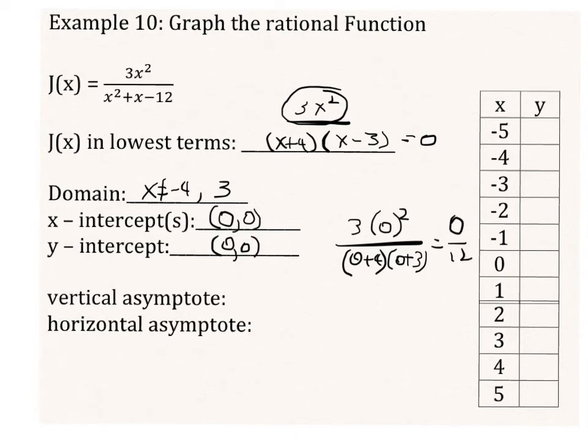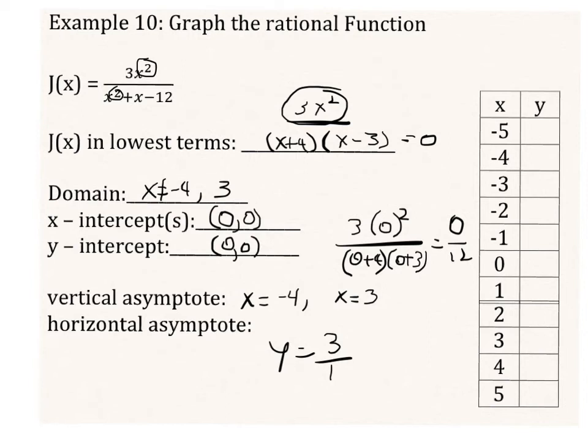Okay. Our vertical asymptotes, again, come from our domain. We're going to have one at x equals negative 4 and x equals 3. And then we look at our powers to find our horizontal. They're the same. So we use the coefficients, y equals 3 over 1, or just y equals 3.